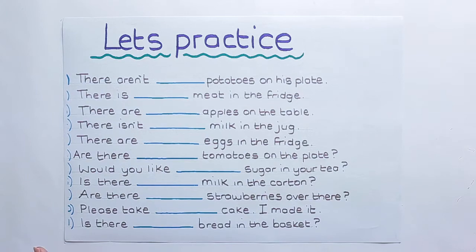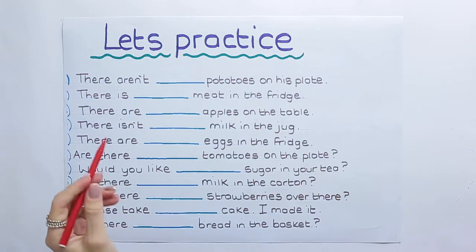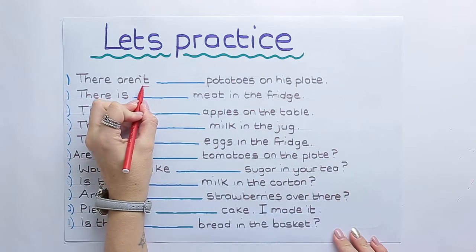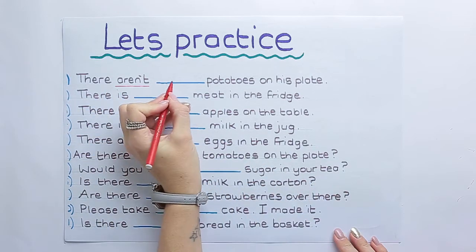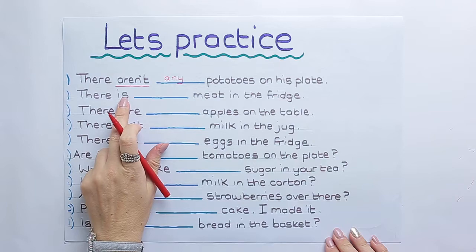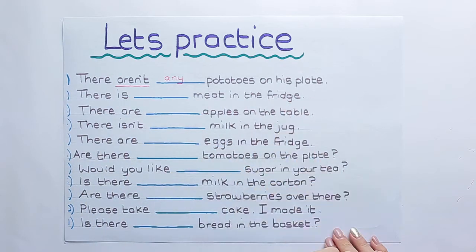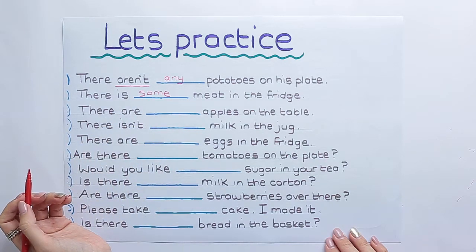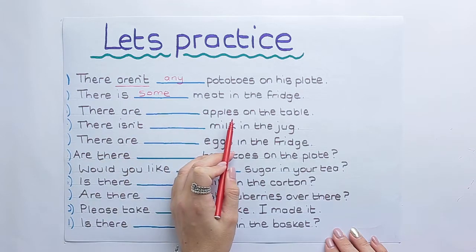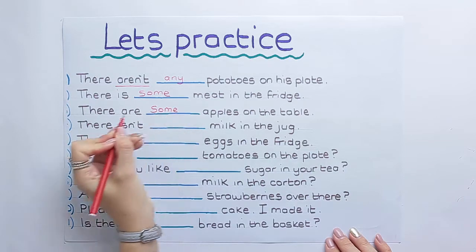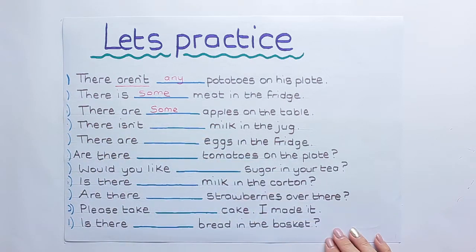Let's practice with some and any. Let's look at the first one. There aren't potatoes on the plate. Can you see this is negative? So you say any. There is meat in the fridge. This is positive. You say some. There are apples on the table. Yes, that's correct. Some. There are some apples on the table.